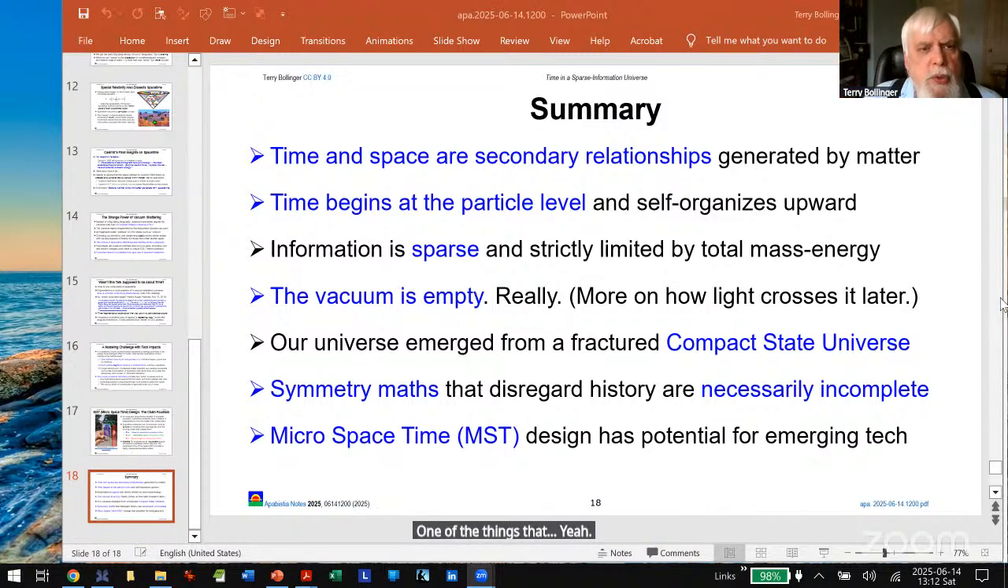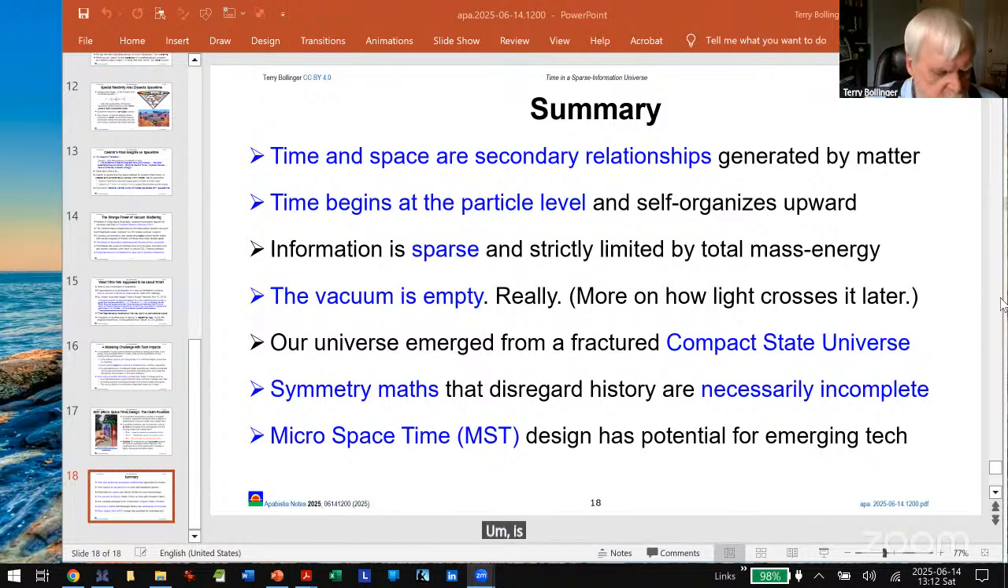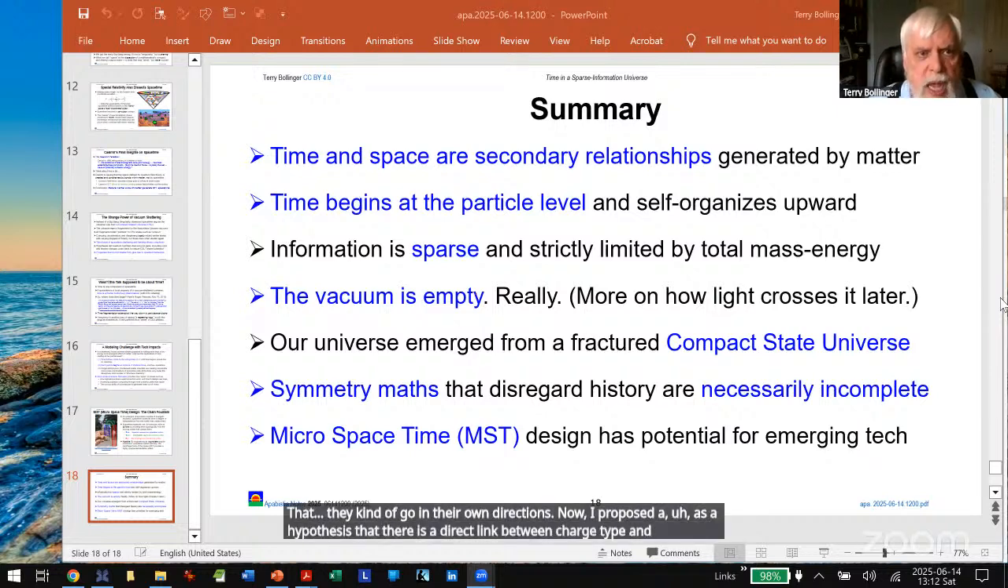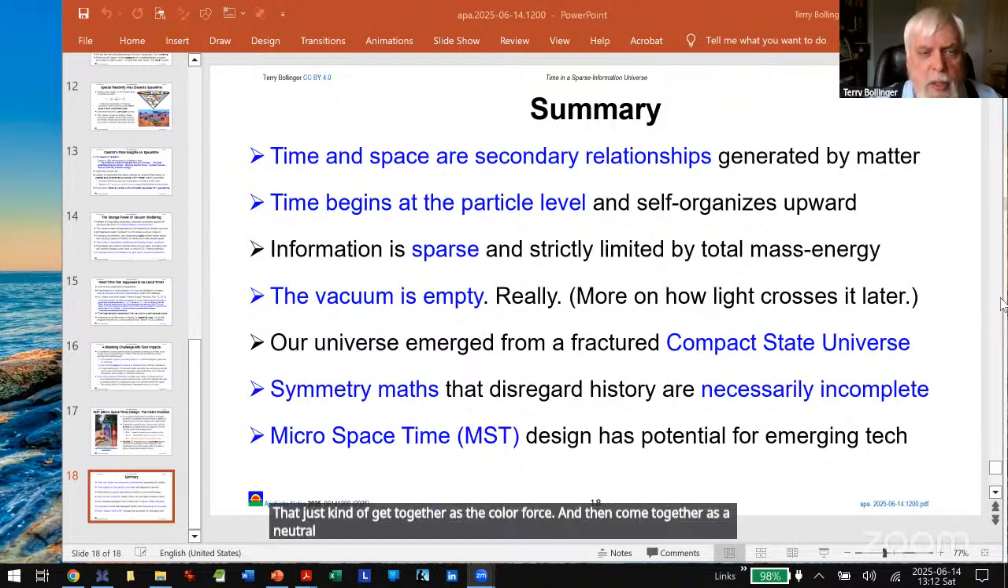Oh, that's interesting. One of the things I'll get into in the next talk, I think it's next month, July, is if you look at the composition of the color force. The color force has this interesting thing where the three colors together, there are three forms of pair production that kind of go in their own directions. Now, I proposed as a hypothesis that there is a direct link between charge type and time axes. And one of the things I think is going on at that level is that the oscillation is emerging from three orthogonal definitions of time that get together as the color force, and then come together as a neutral color that we call the electric charge.